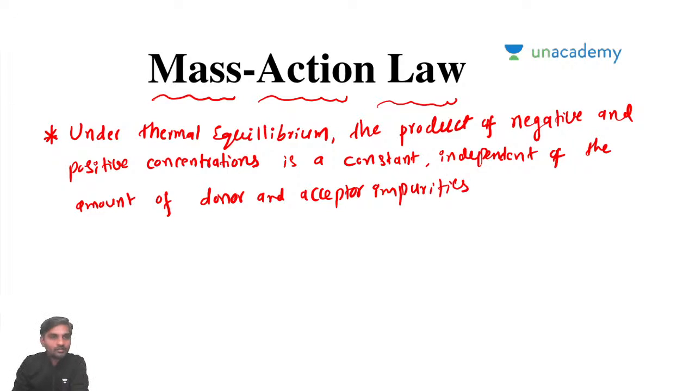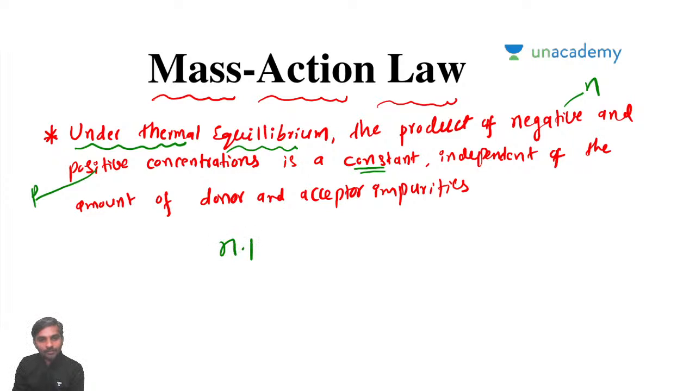This is very important. Under thermal equilibrium, the product of the negative concentration N and the positive concentration P is a constant. What is that constant? N into P is equal to ni square. This is the most important formula which you should remember.